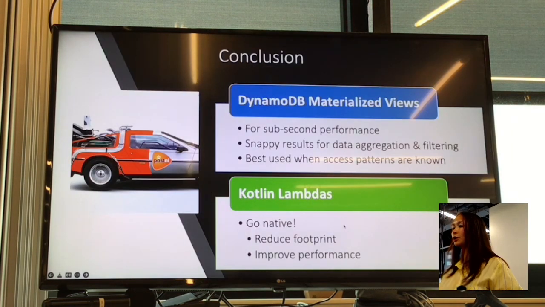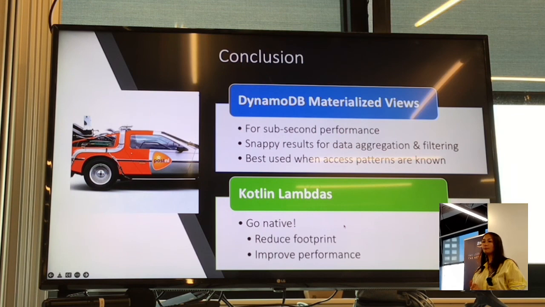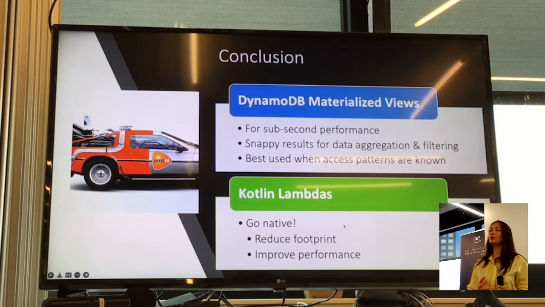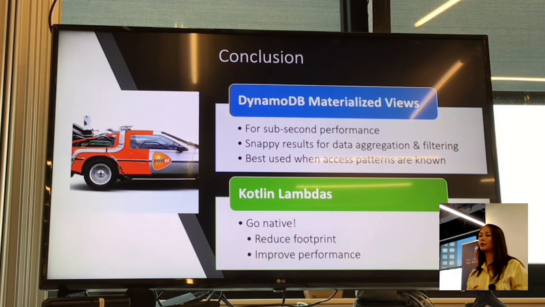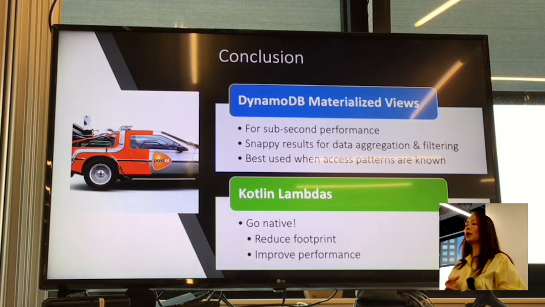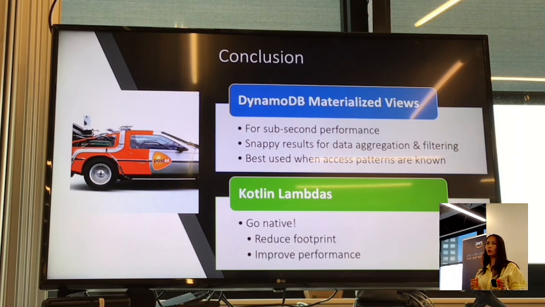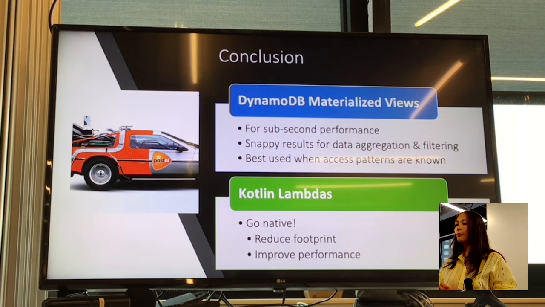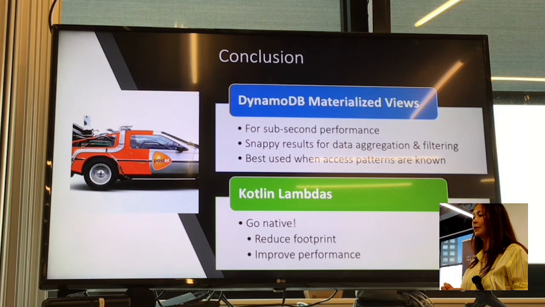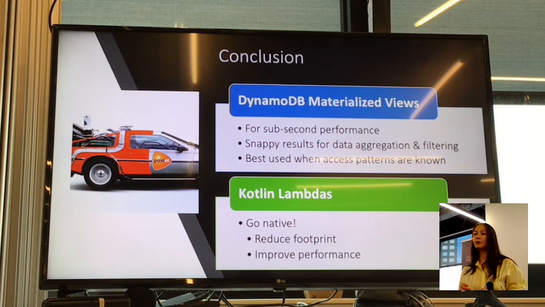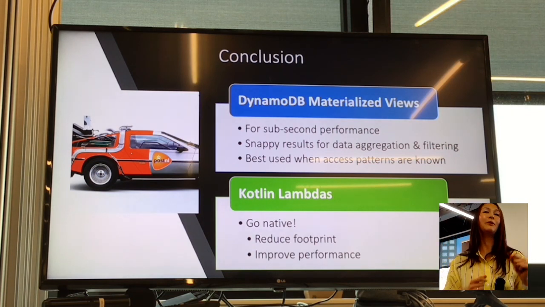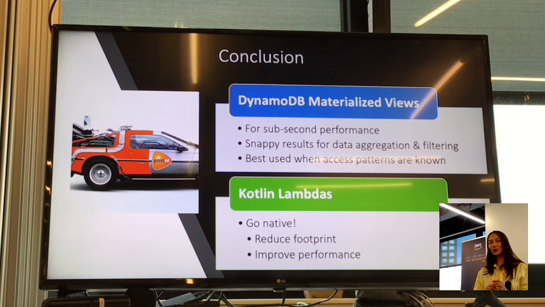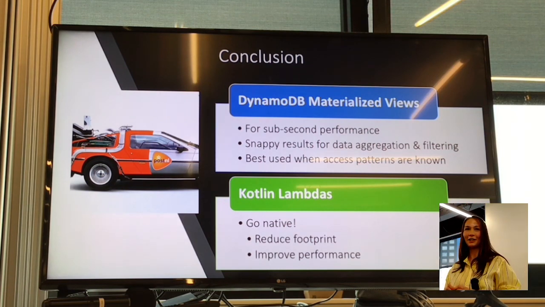Right, so to conclude, DynamoDB Materialized views are good for performance. If you want really sub-second performance, you can use that for snappy results, for data aggregation and filtering, but it is best used when you know your access patterns, when you know the queries that are going to be run. If you are using Kotlin, go native. If you go native, you will reduce your footprint and improve your performance. And if you want a challenge with me, and you know a language and you think you're faster, keep in touch, and let's do it.